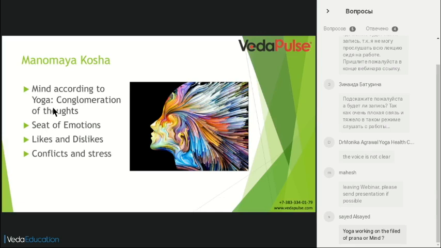And the mind is the seat of emotions and likes and dislikes. This is where we start liking certain foods and disliking certain foods. You have preferences towards eating certain things and not eating certain things. We sometimes dislike exercising, and that leads to a lot of health problems similar to obesity.